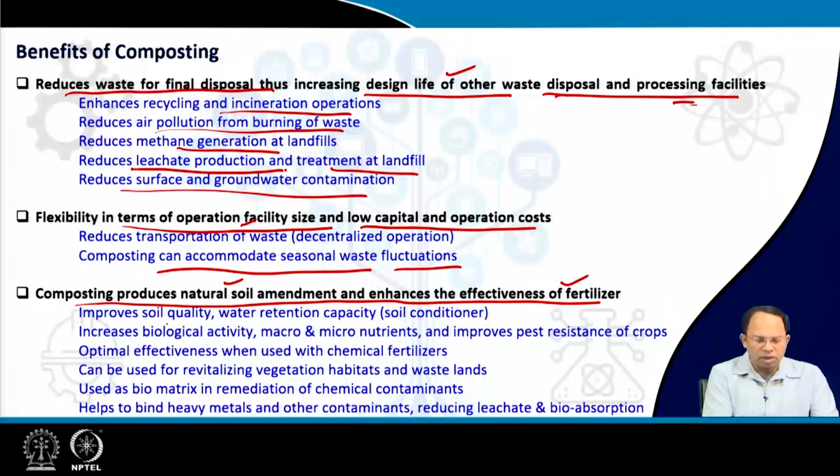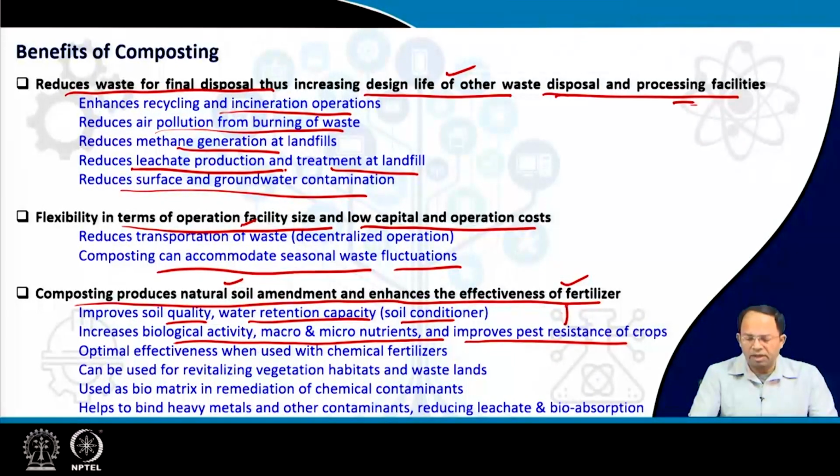So, overall, composting improves soil quality and water retention capacity, which is the job of a soil conditioner, increases biological activity and macro and micronutrients, and improves pest resistance for crops if it is applied with fertilizers. It has optimal effectiveness when used with chemical fertilizers. Instead of being used alone, it should be used along with chemical fertilizers.